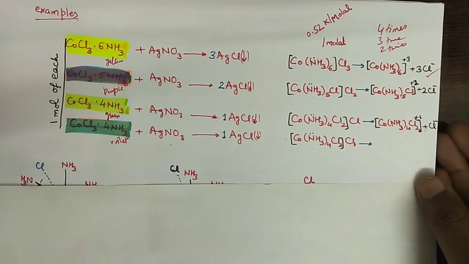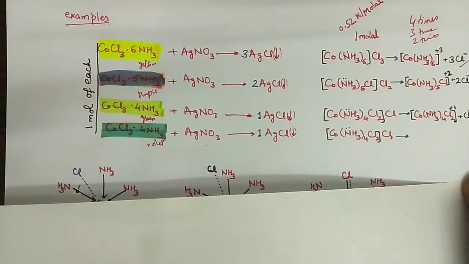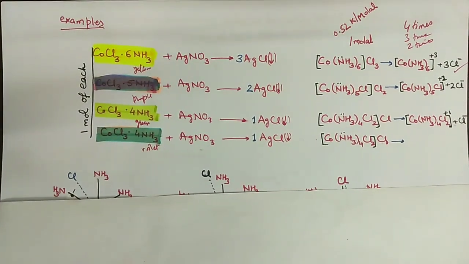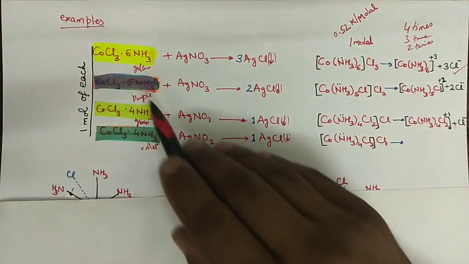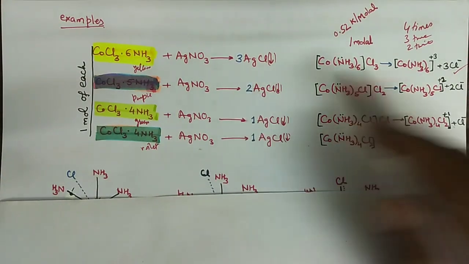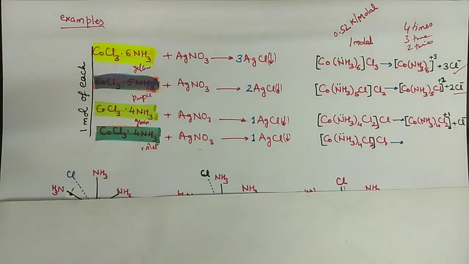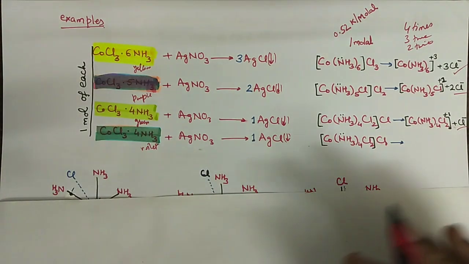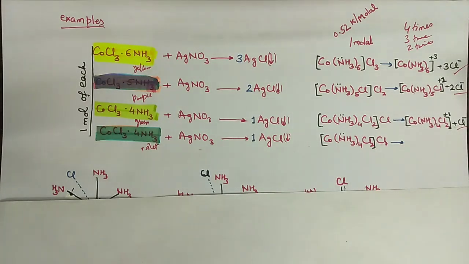And similarly you can notice that the other example also suggests that there are 2 chlorides, because 2 moles of silver chloride were obtained. So we have put them separately, right? And for the final example we have 1 chloride. Now, what should be the way to write down the whole formula?